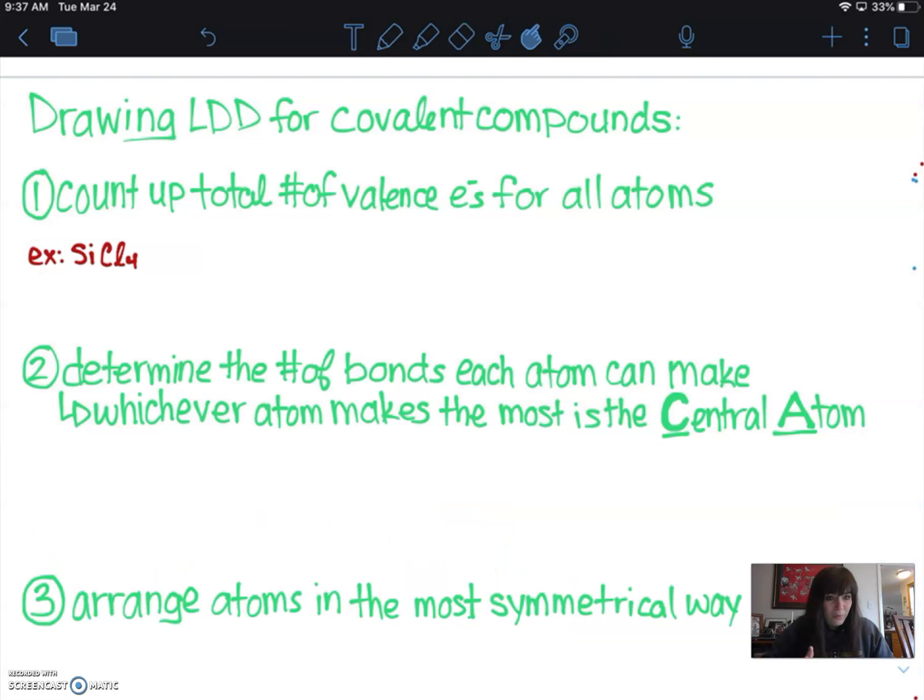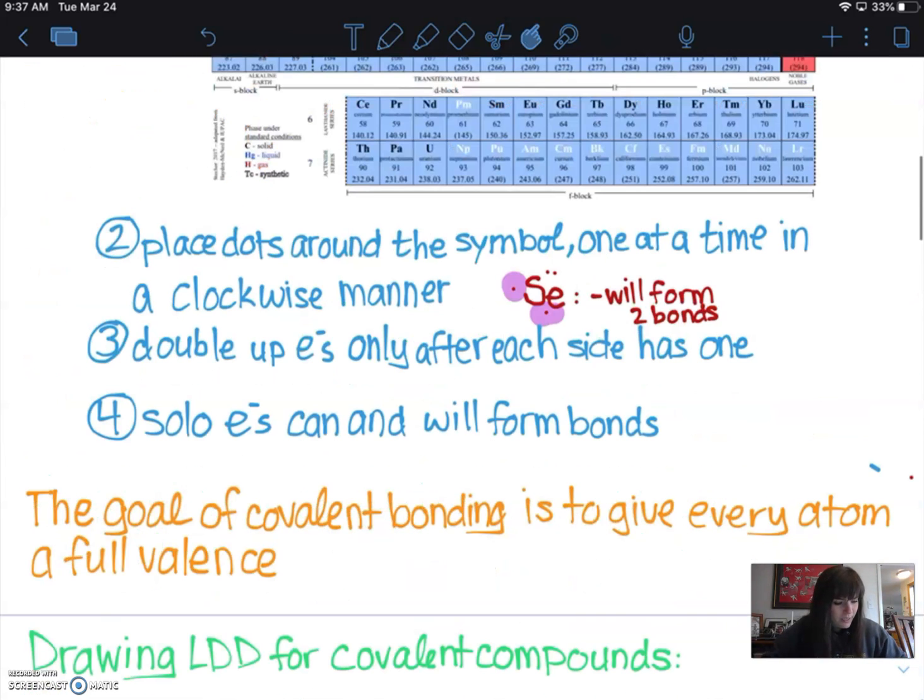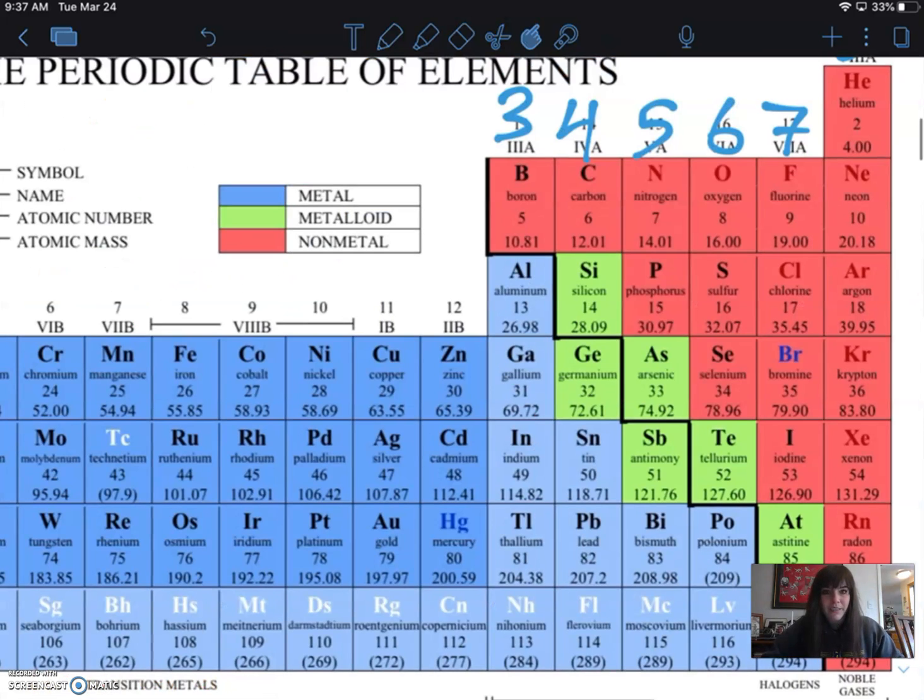So I'm going to go back to the periodic table really quick. Silicon is right here in column 4, so I know it has 4 valence electrons. Chlorine is in column 7. That gives me 7 valence electrons.